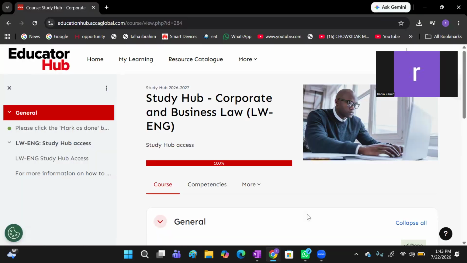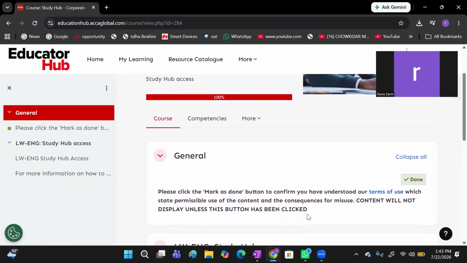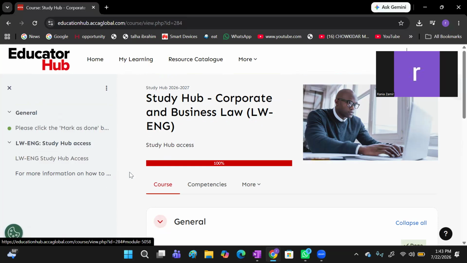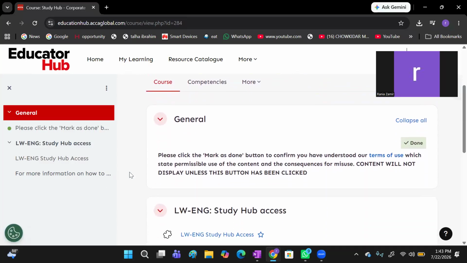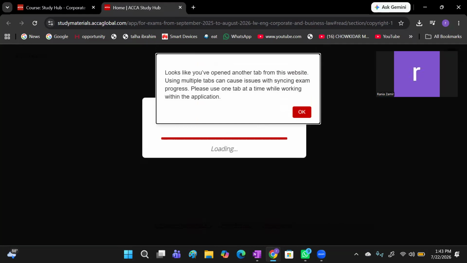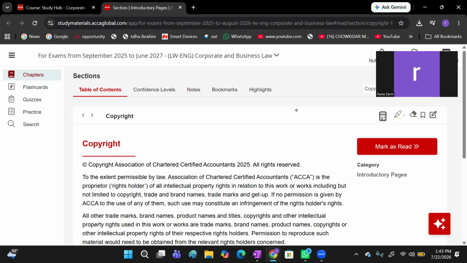So we are going to discuss the course now, right? Before we discuss the course, there are some things that we need to know about. I hope you all have access to the Study Hub. Once you get registered with ACCA, it takes, I think, a few days after your registration, and then they give you access to the Study Hub.